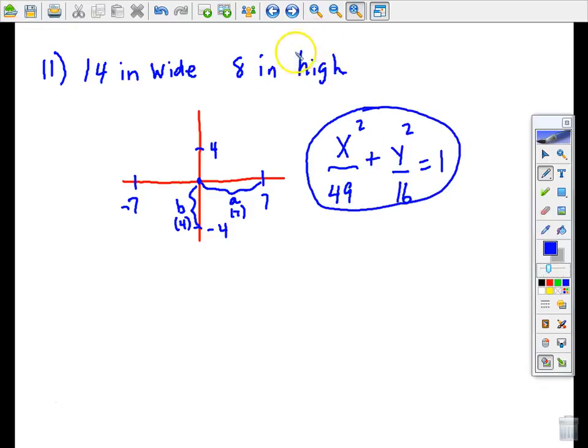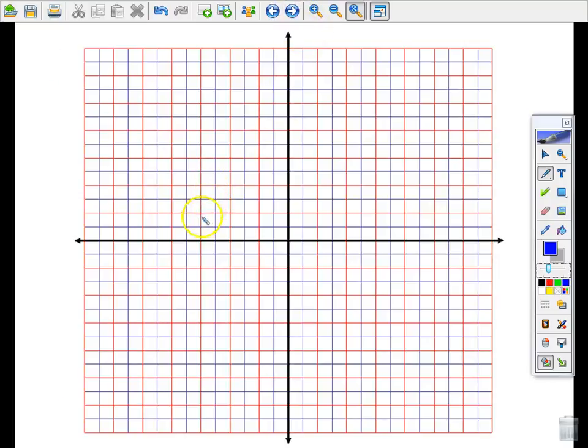Okay, so that takes care of the front page. And now we're going to do 4 graphs. All right, so let's run through these graphs very quickly. Now it's going to be your job to understand by the equation that you're given whether or not you're graphing an ellipse or a hyperbola. Okay, so these first two are both ellipses because you'll notice they have plus in the equation.